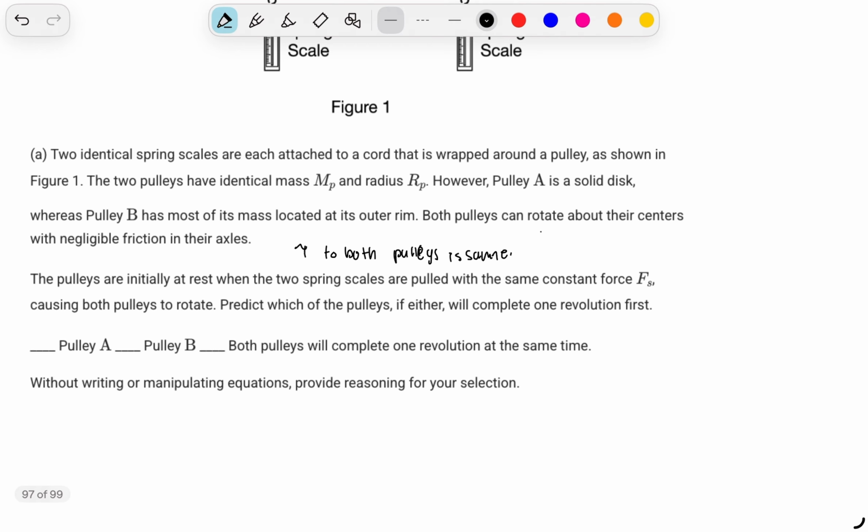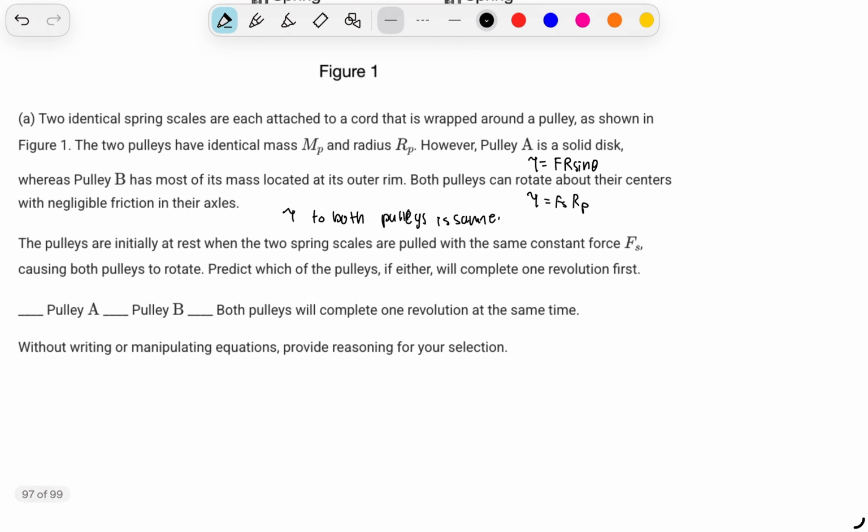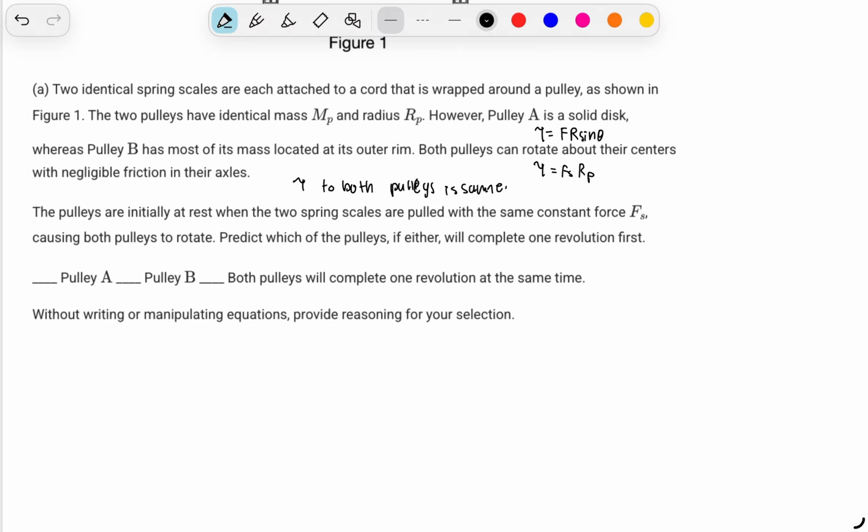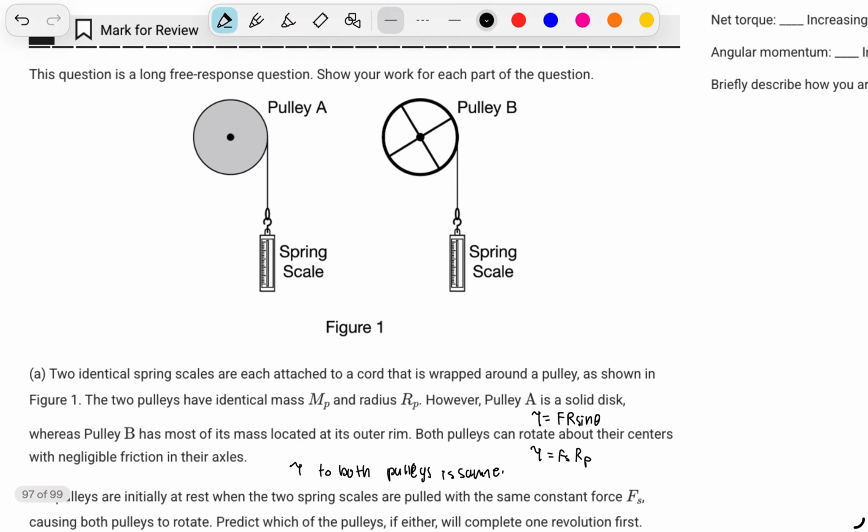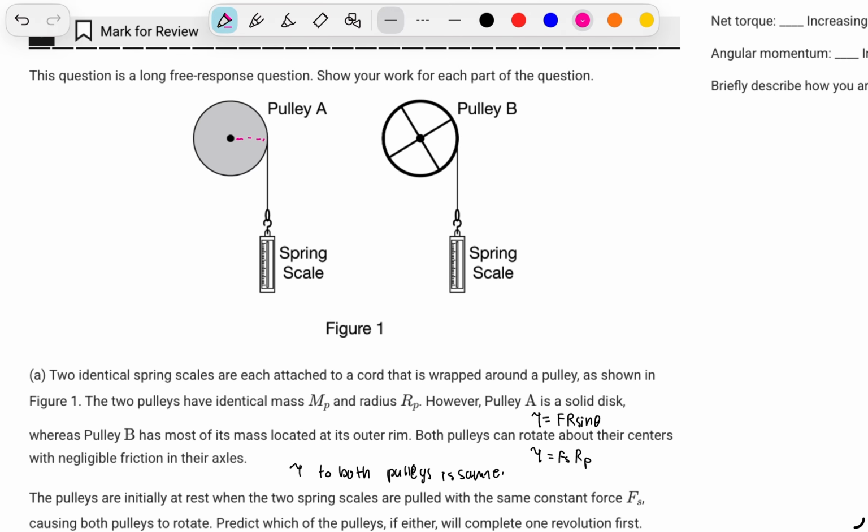So we know that torque is equal to FsRp, because torque is equal to F R sine of theta, and we have our radius, and we can see that they are being pulled at 90 degrees, and we know a sine of 90 degrees is equal to 1 on the unit circle. At 90 degrees, that is a height of 1 because you're at (0, 1).